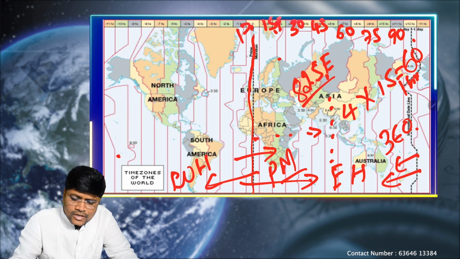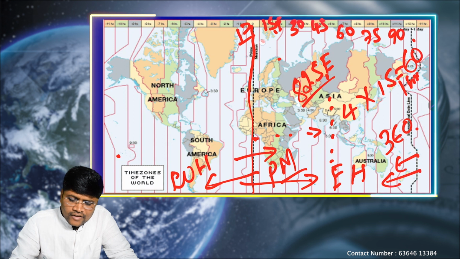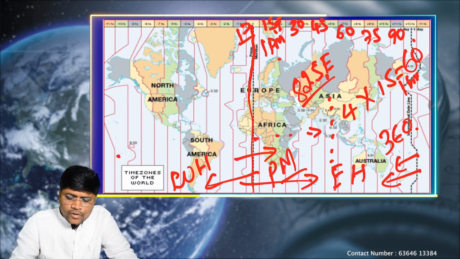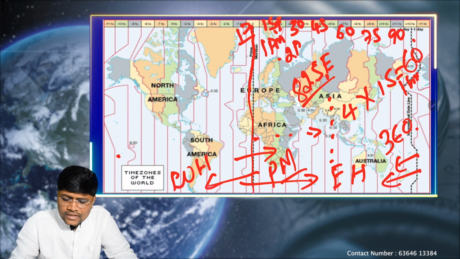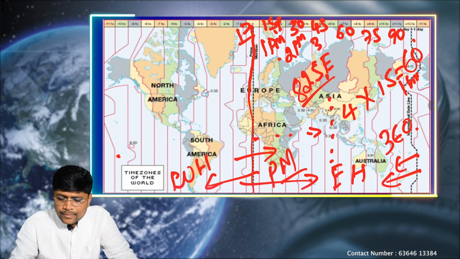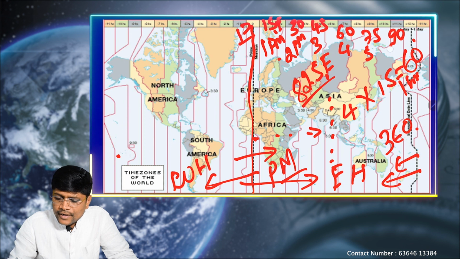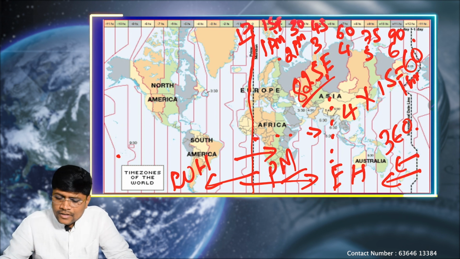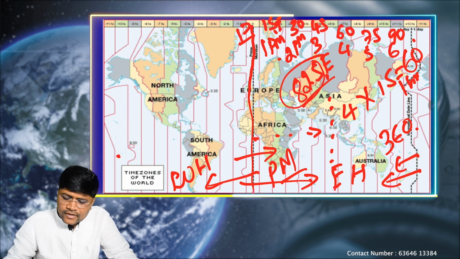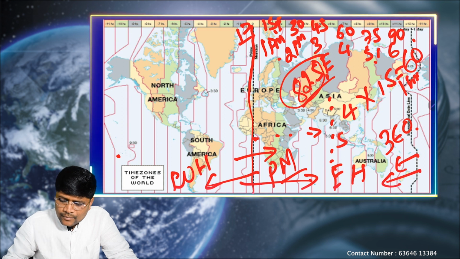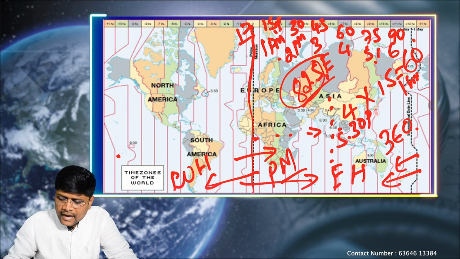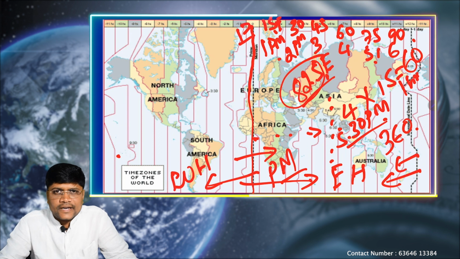That means if it is 12 noon in London, it will be 1 p.m. at 15 longitude, 2 p.m. at 30 longitude, 3 p.m. at 45, 4 at 60, 5 at 75 longitude and 6 at 90. So here we have 82.5 east. That means our Indian time is 5 hours 30 minutes ahead of Greenwich, London.